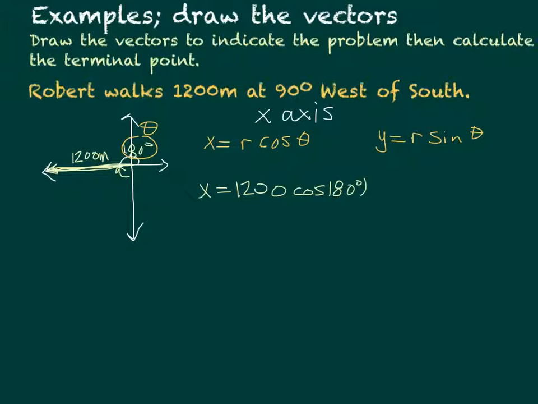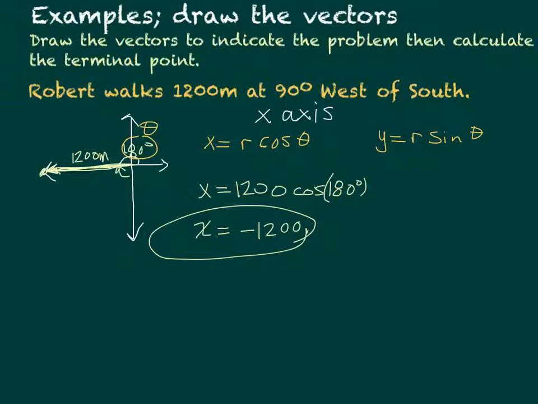Cosine of 180 degrees is actually negative 1, so I have x equals 1,200 times negative 1, or negative 1,200, which we can actually see just by looking at our picture. If it goes 1,200 meters this way, and that is negative, so that's why it's negative 1,200.